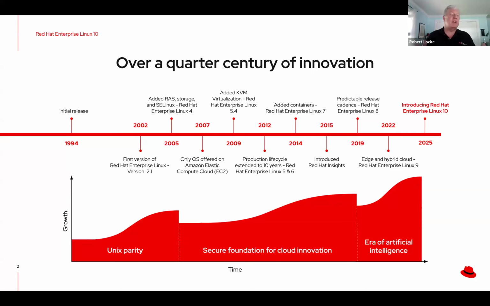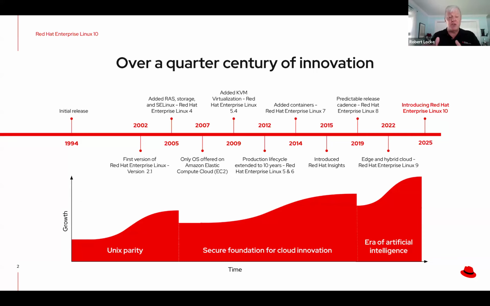There's over a quarter century of innovation that we've done in RHEL that can be broken into three big periods of innovation. The first period was around Unix to Linux migrations, right? Unix parity, competing with Solaris, competing with HPUX. RHEL grew healthily in those early days by doing a lot of those Unix to Linux migrations. And it was during that period that we introduced our first version of Red Hat Enterprise Linux, version 2.1, in 2002, just before I got my Red Hat Certified Engineer in 2003.